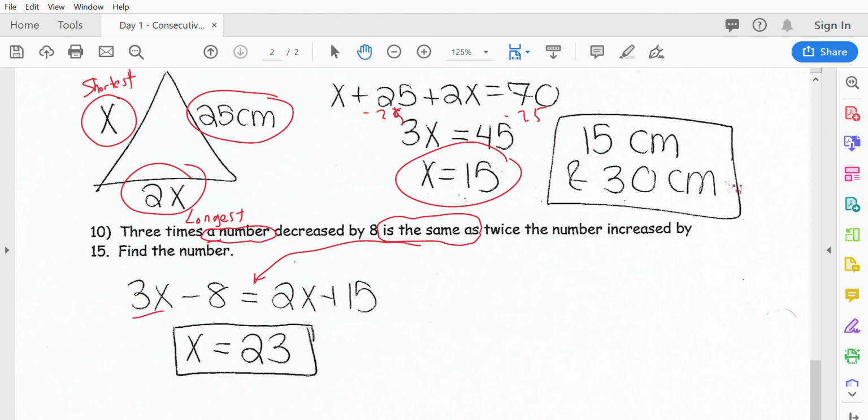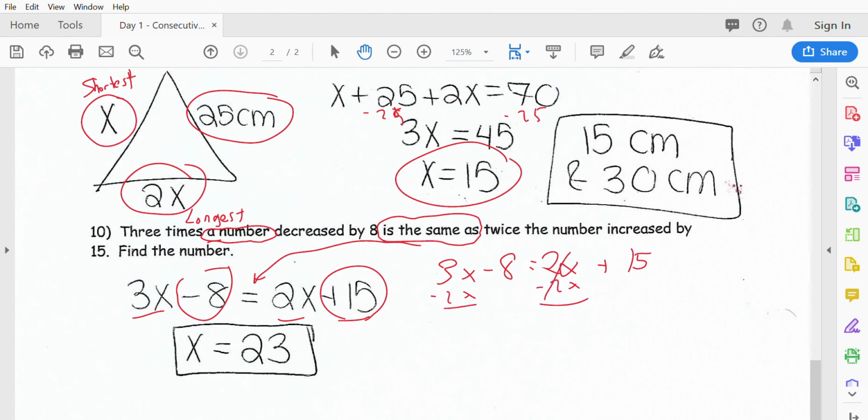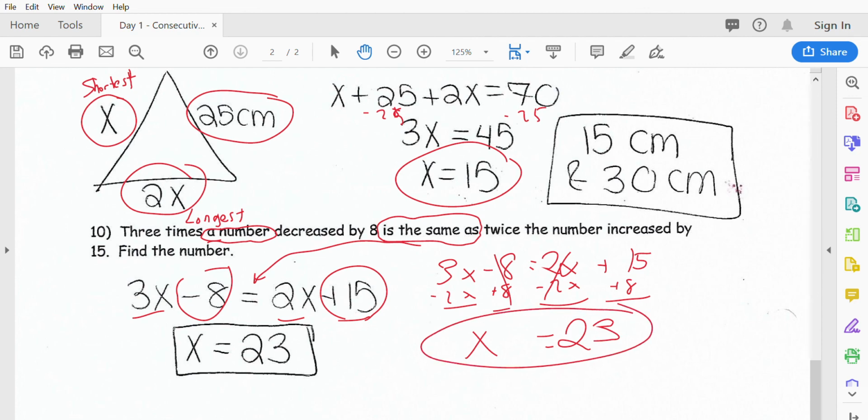Decreased by 8, so minus 8, equals twice that number, so 2x, increased by 15, so plus 15. So let me write that right here. 3x minus 8 equals 2x plus 15. I will subtract the 2x over to the left, and at the same time I'm going to add 8 over to the right. And 3x minus 2x is x, equals 15 plus 8, which is 23. Which is exactly what we got right there.